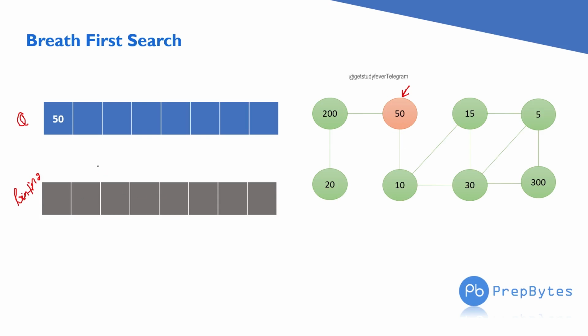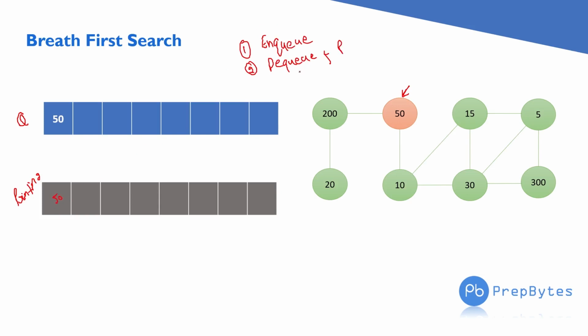We are printing nothing right now, but we have enqueued 50. So the first operation you have to perform is, from whichever node you are starting, enqueue that node. First operation is enqueue that node. So we enqueue 50. The second operation is dequeue that node and print it. So we will print 50. Correct?